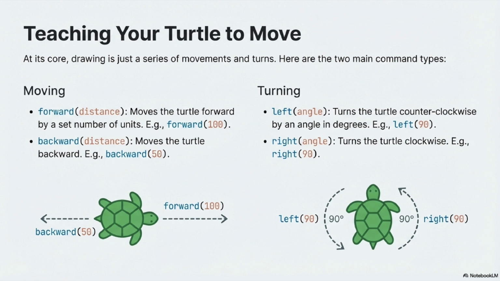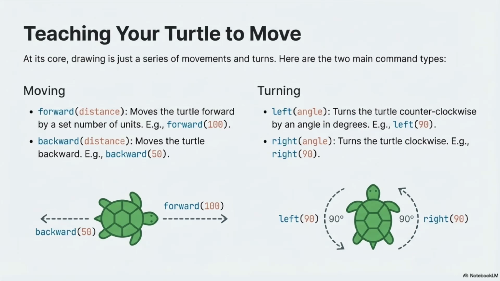Once our turtle exists, we can teach it to move. To move forward, we use forward(distance). The word distance is how far we want it to go. For example, forward(100) moves the turtle forward 100 steps. To move backward, we use backward(distance). For example, backward(50) moves the turtle 50 steps backwards.